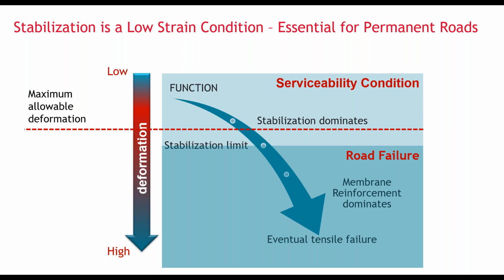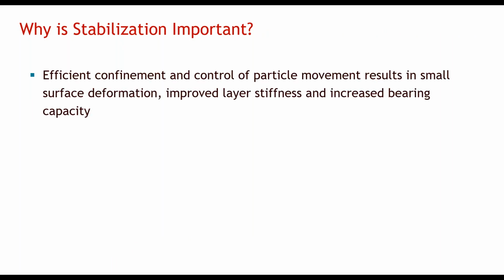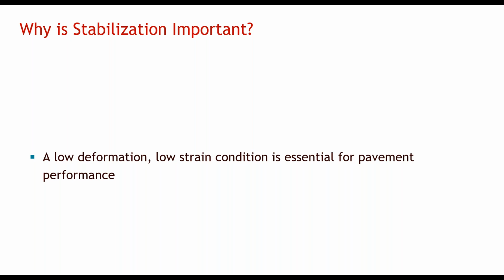So to summarize, the importance of stabilization as the primary function for improving road performance. Efficient confinement and control of particle movement results in small surface deformation, improved layer stiffness, and increased bearing capacity. And a low deformation, low strain condition is essential for pavement performance because greater deformations mean the road has failed.